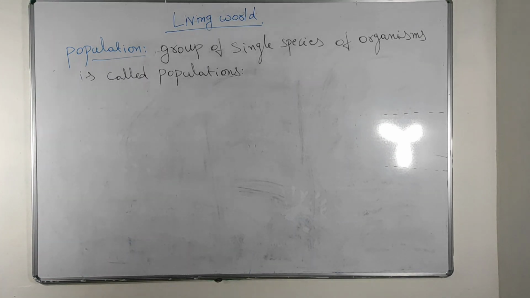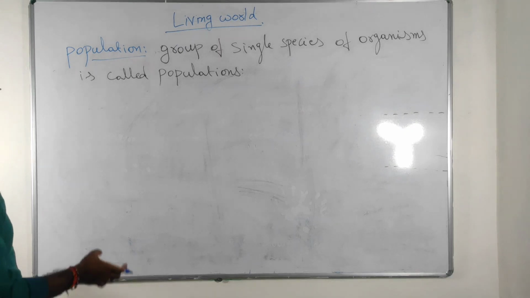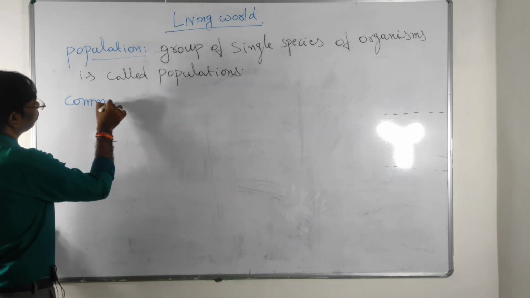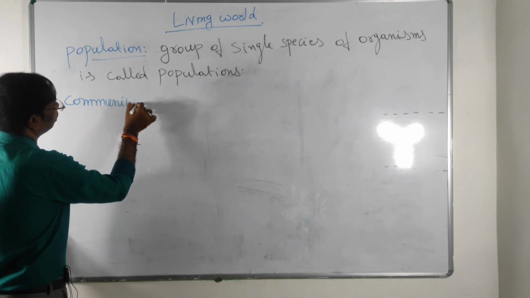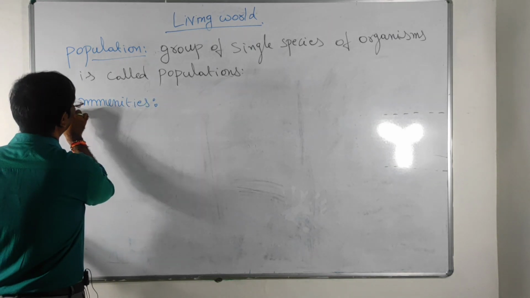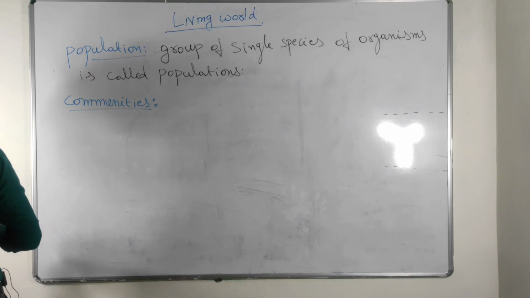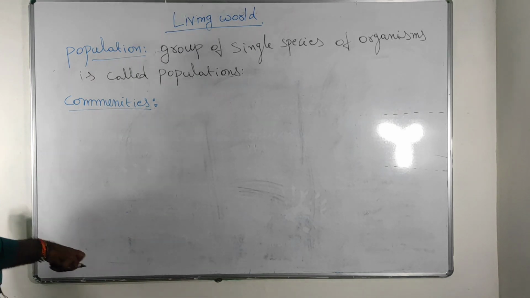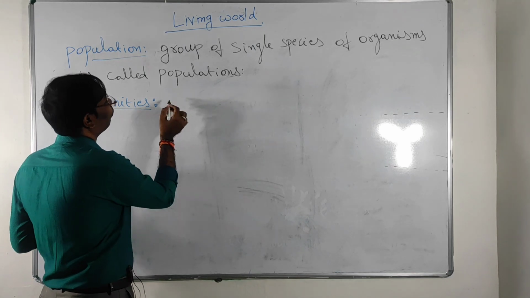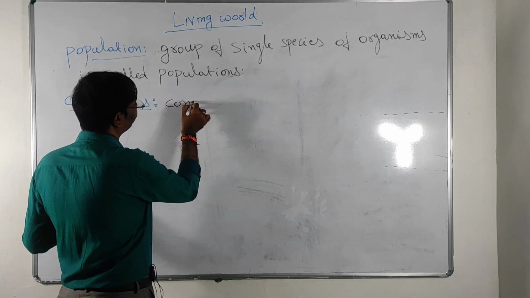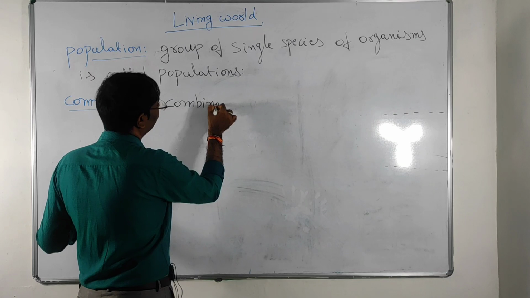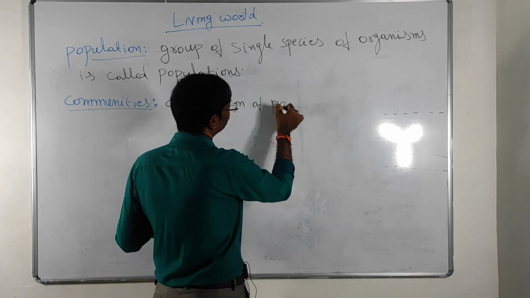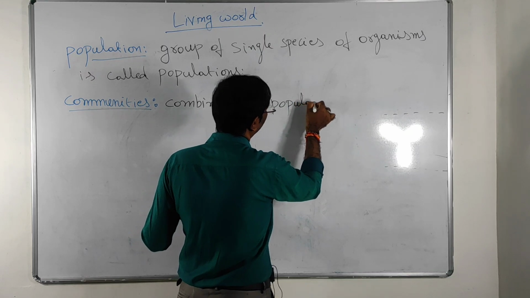And another example I will give is communities. What is the meaning of community? The community includes a combination of populations. A combination of populations is called a community.